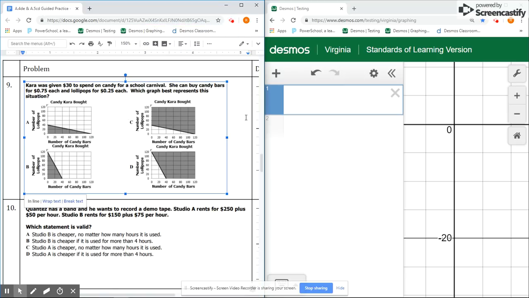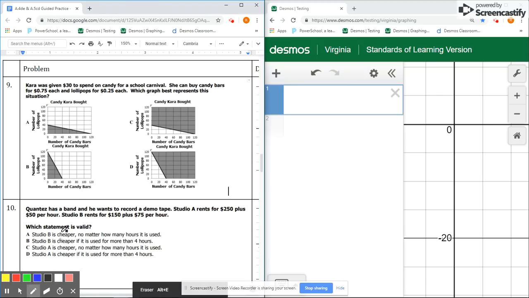But before we get started, let's just think. So Kara has $30 here, and she cannot spend any more than $30 because she doesn't have more than $30. So let's look at the 4 graphs. And before we even write an inequality, let's just eliminate some of our answers, okay? If you look at these 2 graphs, we are shaded below, which is the same as less than.